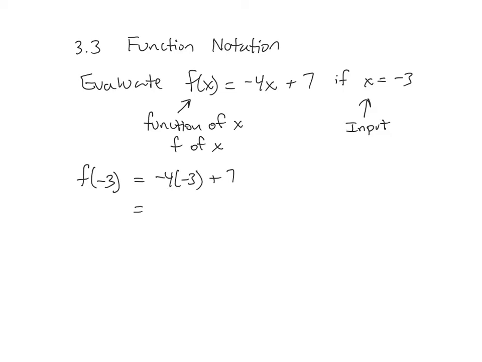And then really nothing happens to this left part over here. And then we just do the math over here. So -4 and -3 is +12. So the output is 19. Okay, so we could say f of -3 equals 19.